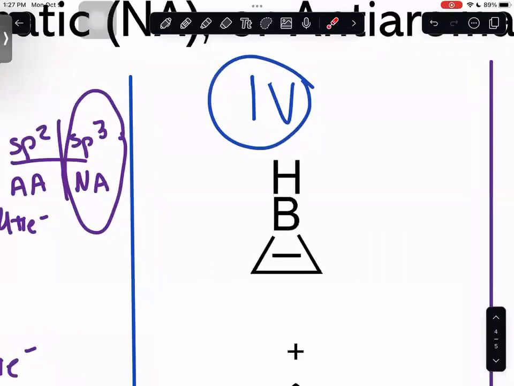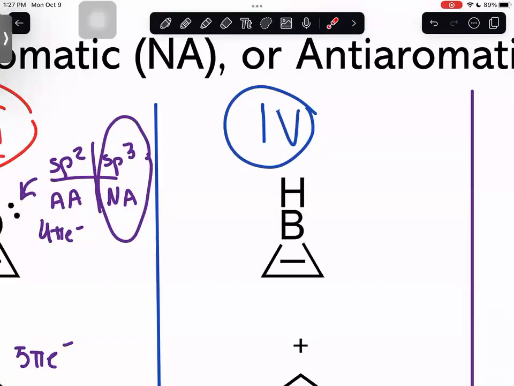1, 2, 3, 4, 5, 6, 7, 8, 9, 10. Each of them gives 2. Yeah. So that's a total of. No, they're like carbocations, so they don't give you any.